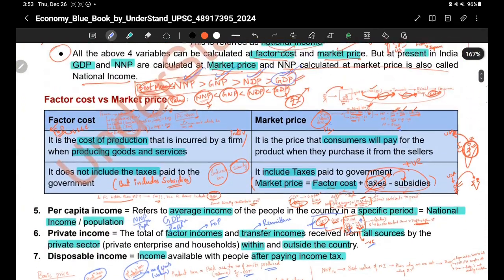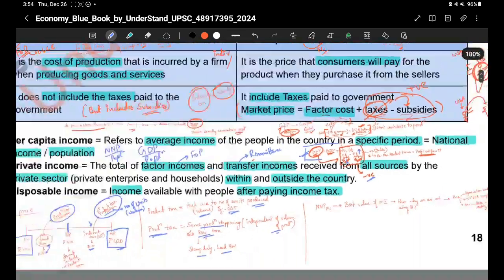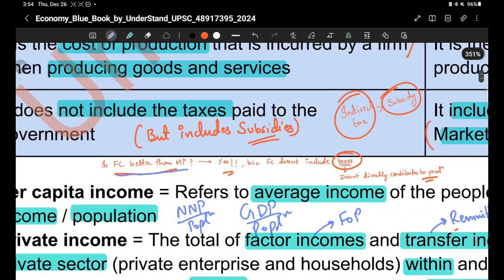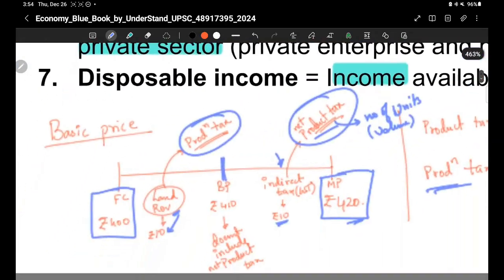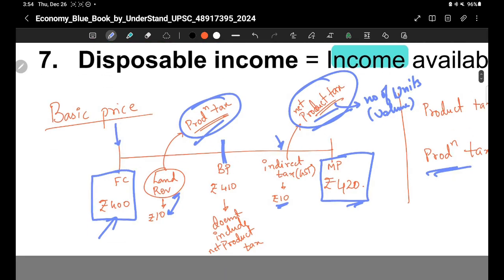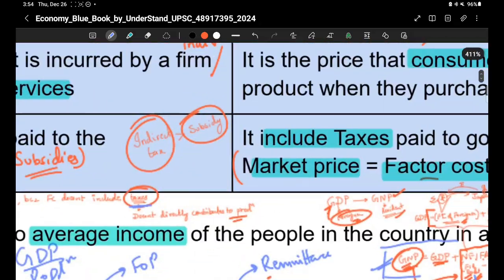Now I already told you that NNP is the best value of national income measurement. Between factor cost and market price, which is the best one? Factor cost, right? We saw that factor cost is better than market price because it doesn't include taxes. All the taxes, this production tax and net product tax, come later on. So this is the best measure because taxes don't contribute to production.